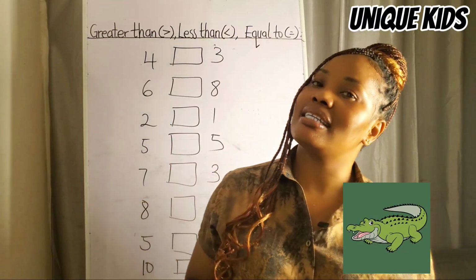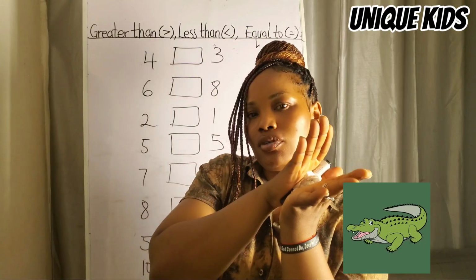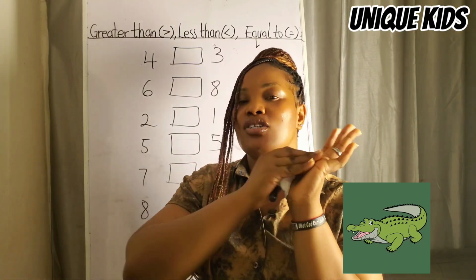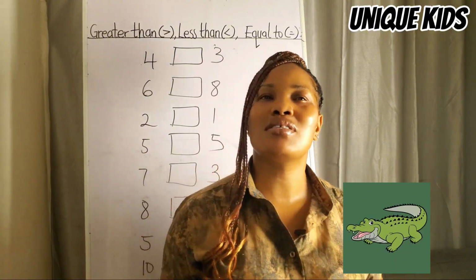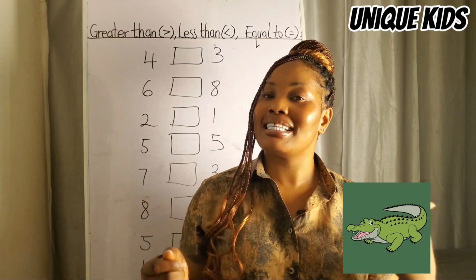So remember what I said, I'm introducing the gator to you. The alligator opens the mouth to where the bigger number is. In case you are doubting, should I use my greater than? I don't know how to do it. Which is greater than? Which is less than?